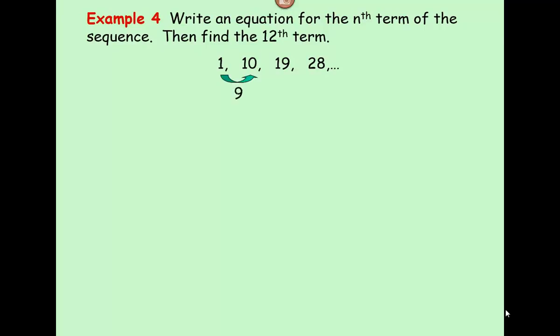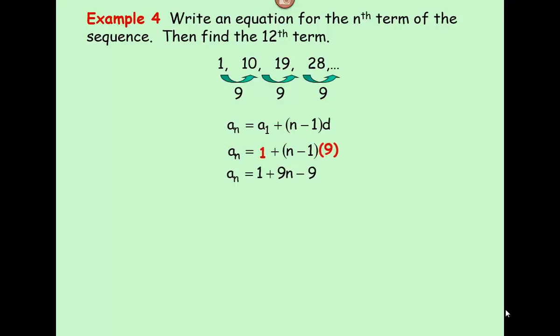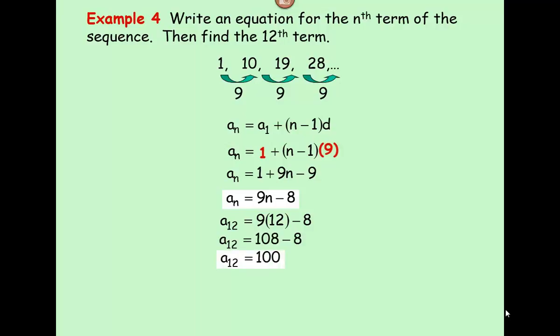In example 4, we're going to write the equation the same way. So we look and our common difference is 9. We will use our formula. Our first term is 1, and our common difference we found was 9. We do our distributive property, and we combine 1 and negative 9 to get 9n minus 8. This is our general equation. You finished the first part. So let's go ahead and plug 12 in for n, work it out, and we get the 12th term of the sequence is 100.